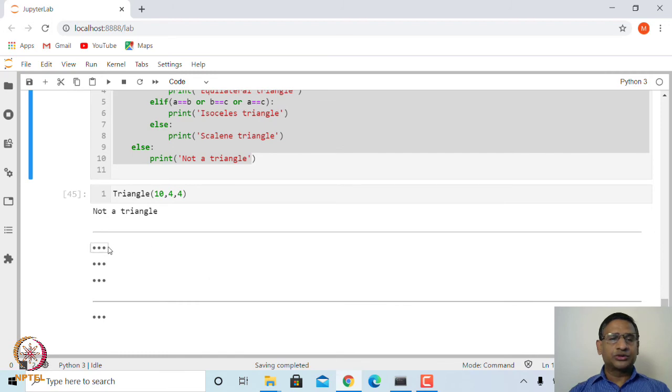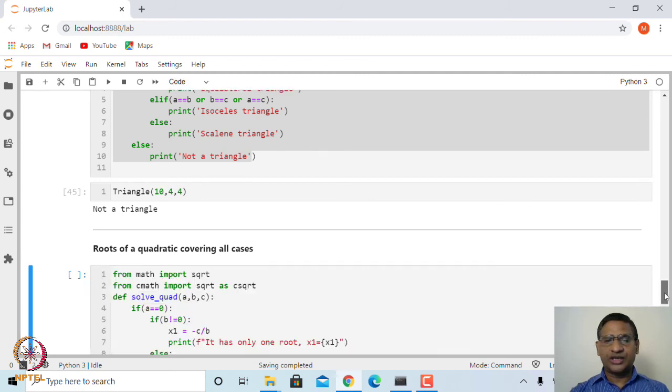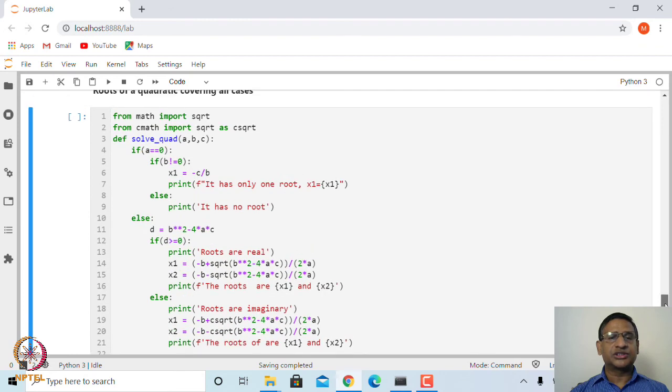Now, suppose we want to again write a user defined function for finding roots of a quadratic, and we want to cover all the possible cases. That means, look at when the discriminant is non-negative, then print the roots, and if it is negative, then print the roots. Okay. So, how do we do that?